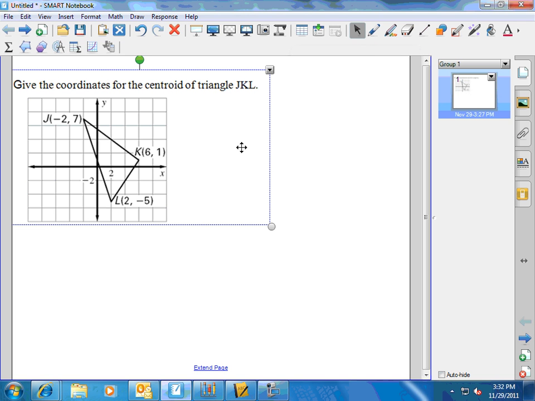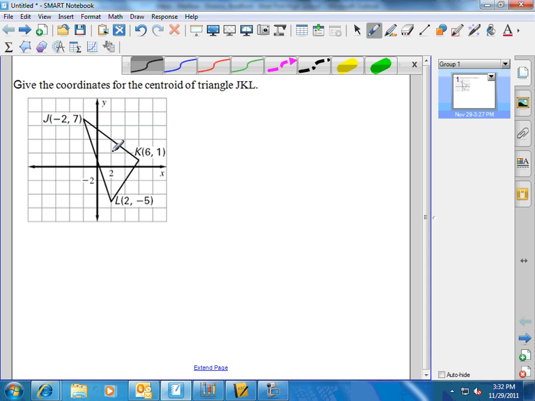Hi, we want to look here at a problem that involves finding the coordinates of a centroid. Remember, the centroid is formed by the intersection of the medians of a triangle. Remember, the medians go from the midpoint of the sides of the triangle to the opposite vertex. So we want to find the coordinates of where that centroid will be.